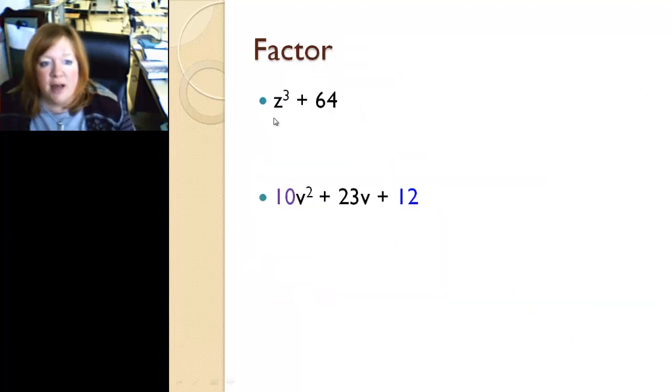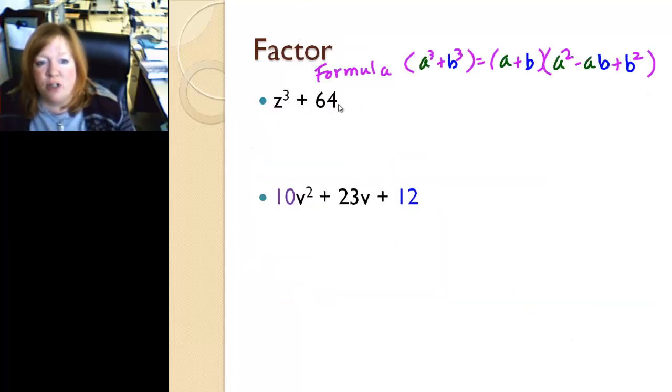Factoring, this is a sum of cubes. There's our formula, a cubed plus b cubed. And again, I've got it color-coded to help you see. We know this is z cubed. That's going to be where the a goes. And what number cubed is 64? That's 4. So we're going to think of this as 4 cubed. So 4 is what's going to be the b.